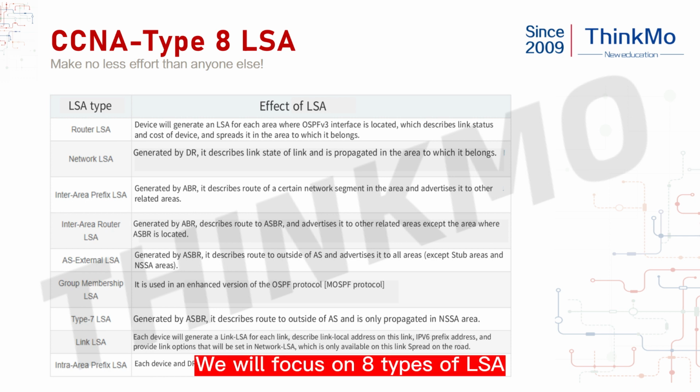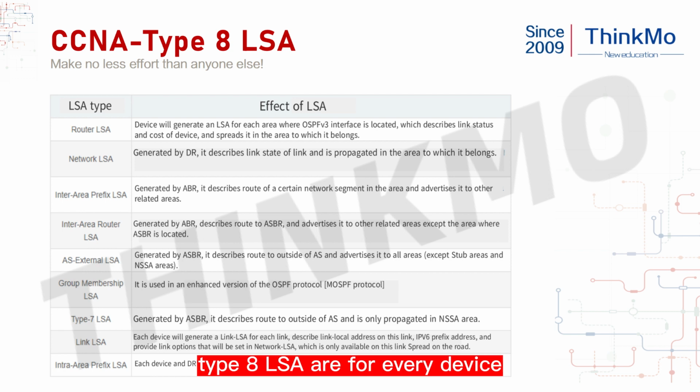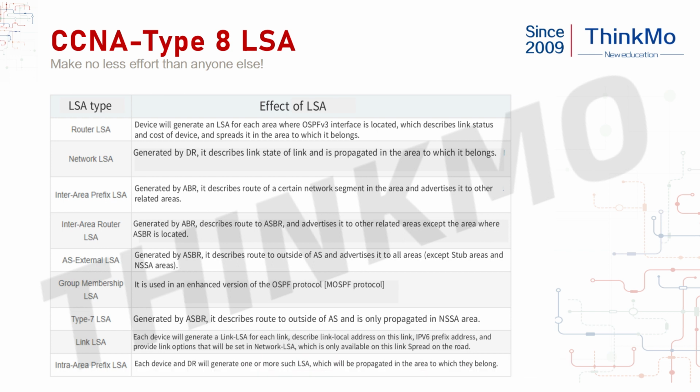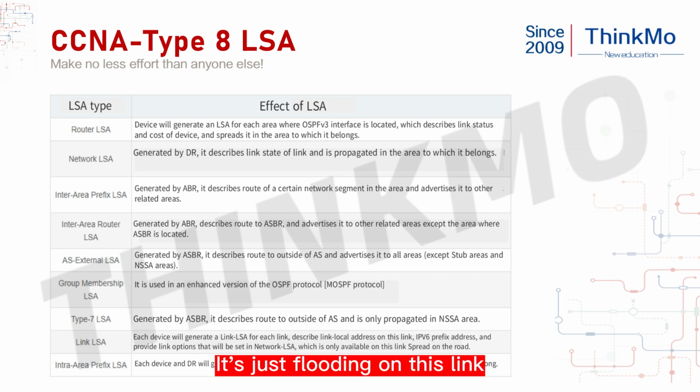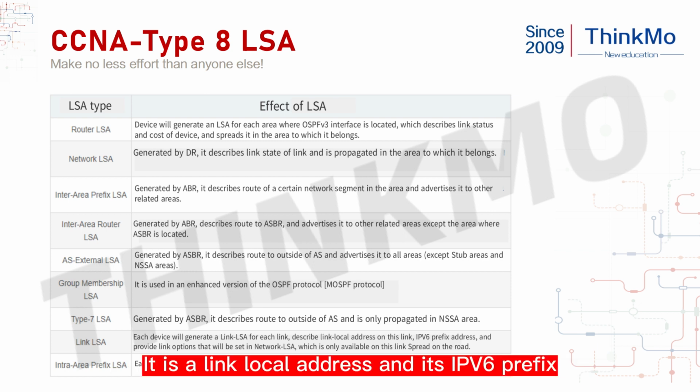We will focus on the Type 8 LSA. Type 8 LSAs are generated for every device. Link LSAs are generated for each link. It describes the link-local address on the link. Link LSAs are Type 8 LSAs. It is only flooded on this link. OSPFv3 is also based on links. It describes here the link-local address on the link, the link-local address and its IPv6 prefixes.